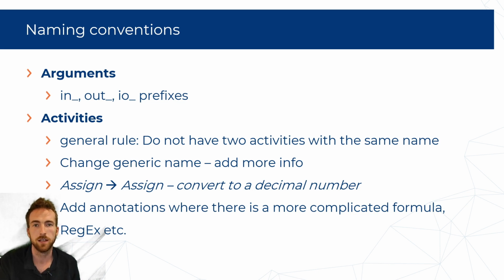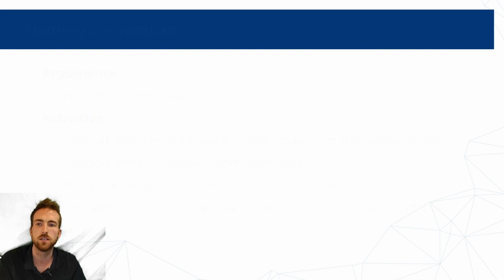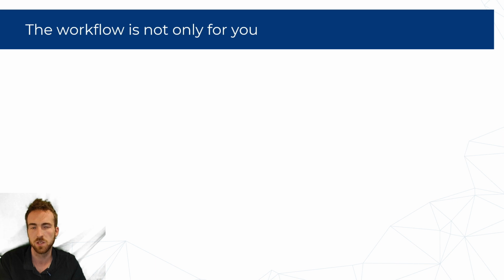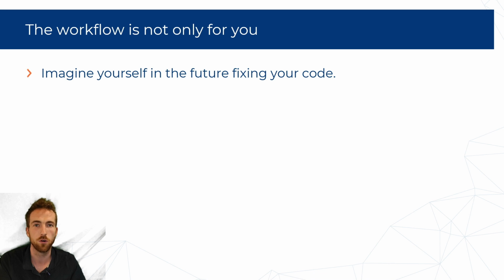There should not be generic names of the activities. For example, assign convert to a decimal number. Also, where there is some complicated thing happening, like maybe an assign that's using a lambda function or some complicated methods, use annotations, Shift F2, to describe what's going on. The more description you put in your code, the better for you or potentially anyone else fixing your code in the future. So that brings us to this chapter, that the workflow is not only for you.